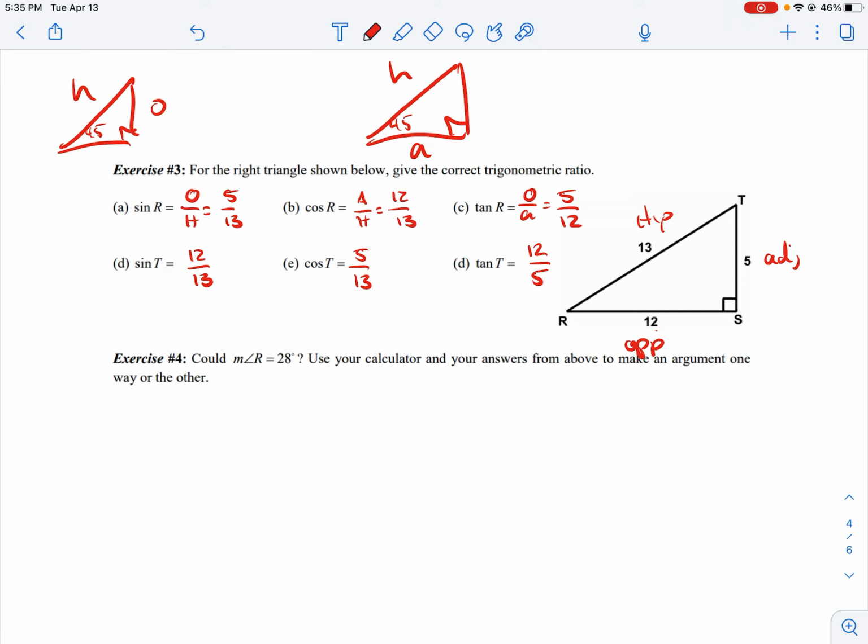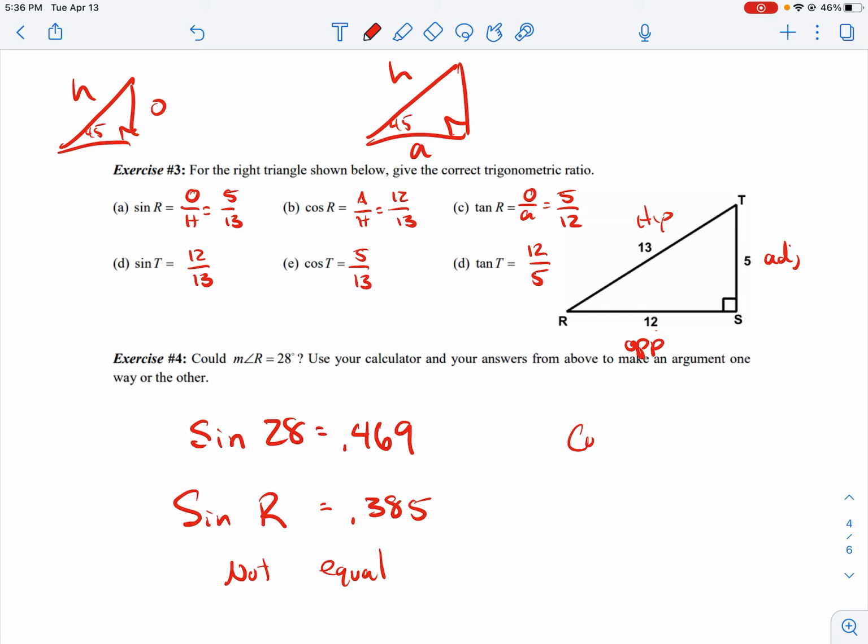Okay, so it says, could the measure of r equal 28 degrees? Use your calculator and your answers above to make an argument one way or the other. So when I take the sine of 28 degrees, the ratio that it comes up with between its opposite over hypotenuse, the number we get is 0.469. Now let's look at the sine of r. What do we get for that? Well, 5 divided by 13 is 0.385. So these guys are not equal.